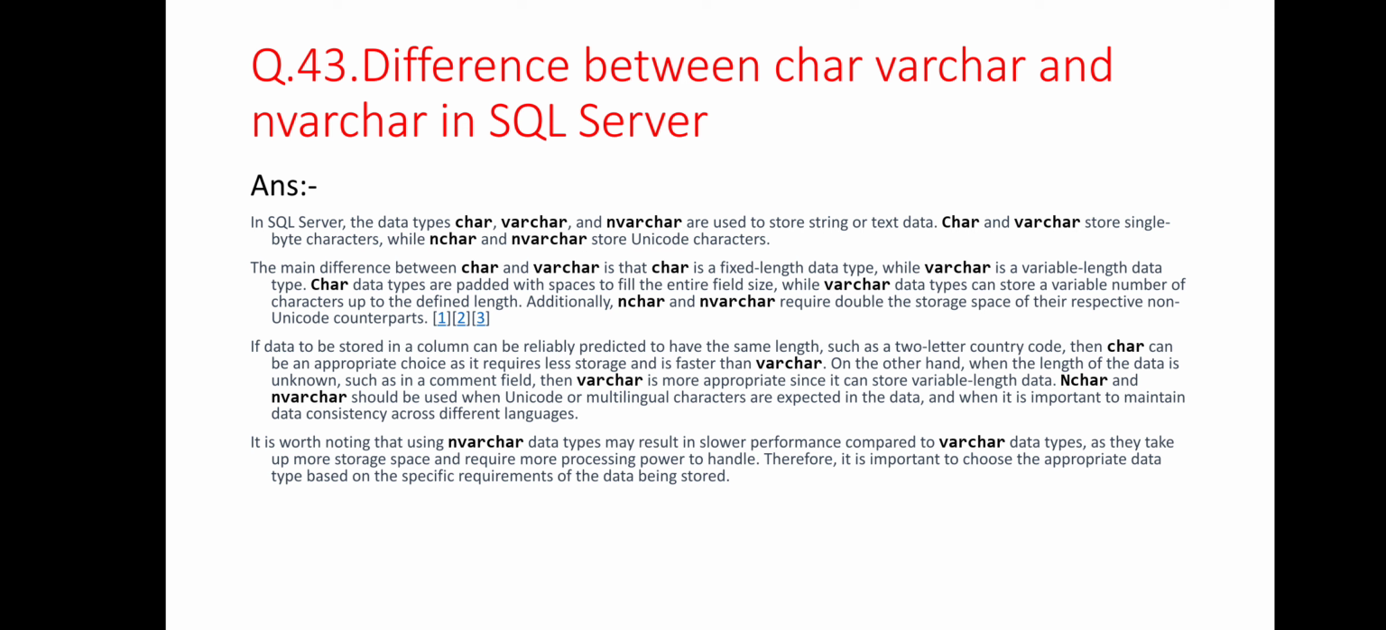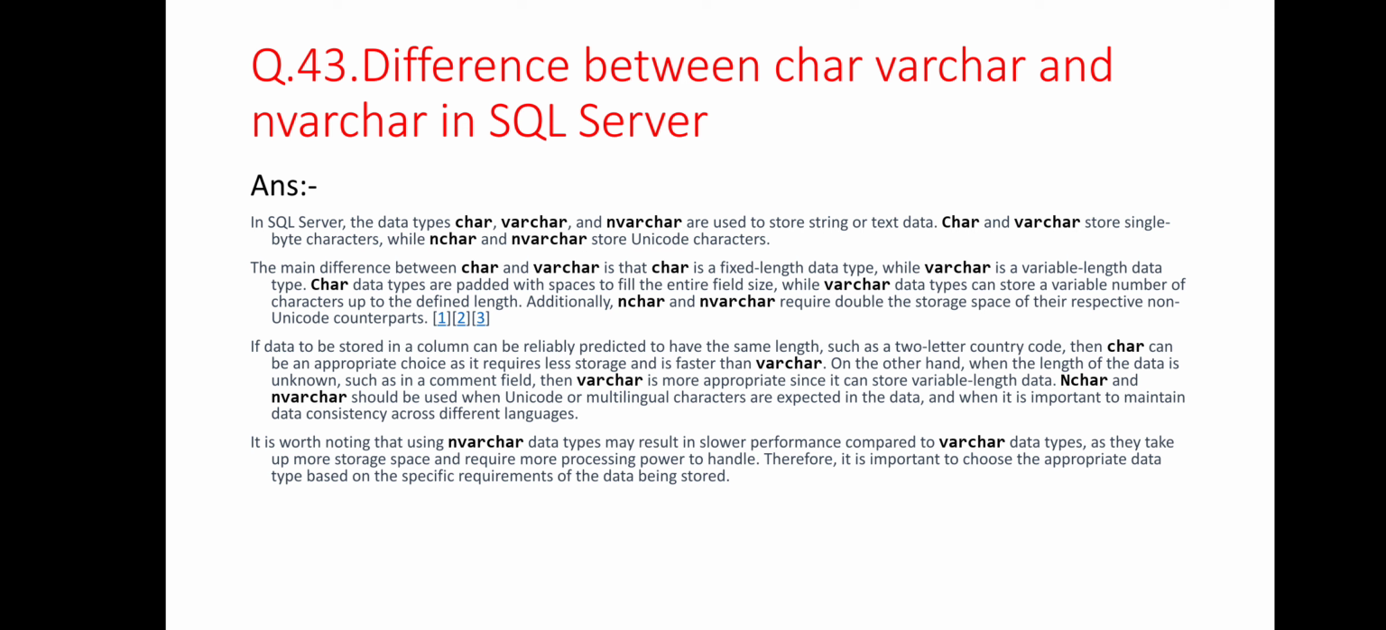Additionally, nchar and nvarchar require double the storage space of their respective non-Unicode counterparts. If data to be stored in a column can be reliably expected to have the same length, such as a 2-letter country code, then char can be an appropriate choice, as it requires less storage and is faster than varchar. On the other hand, when the length of data is unknown, such as in a comment field, varchar is more appropriate since it can store variable length data.